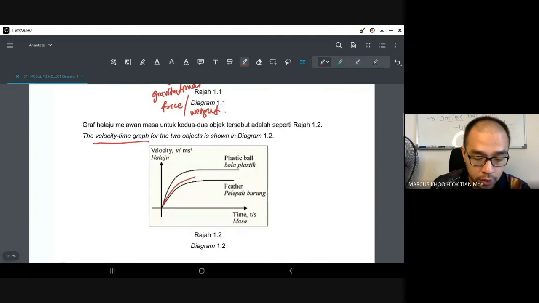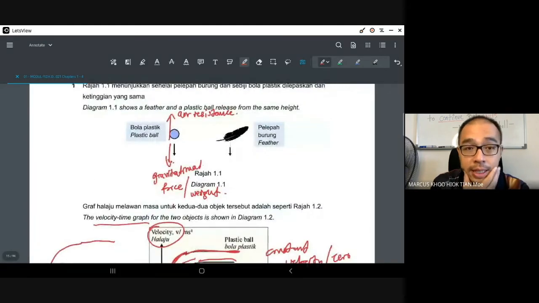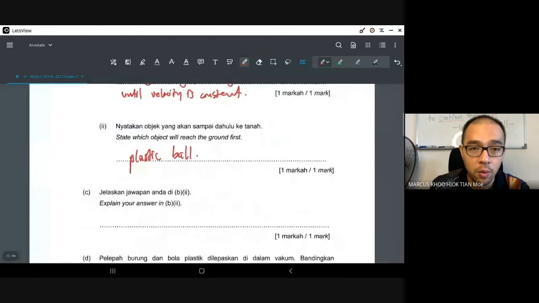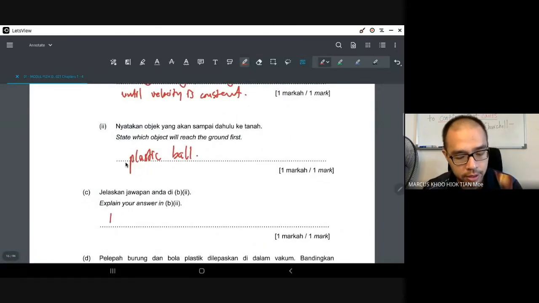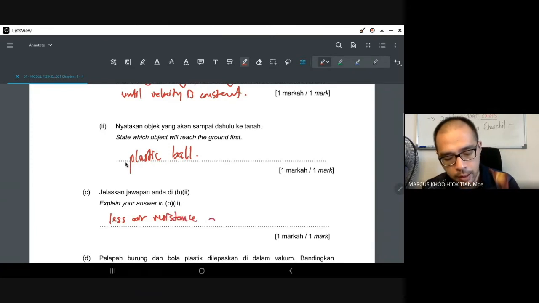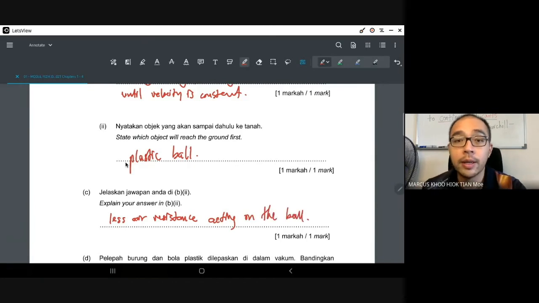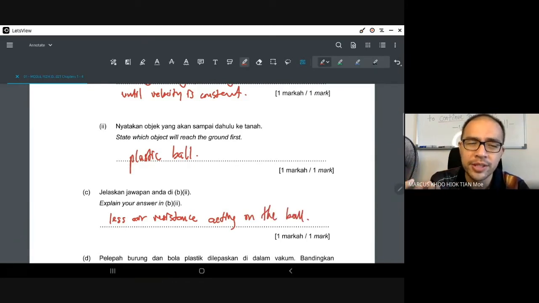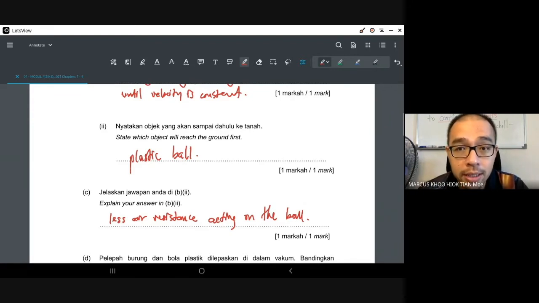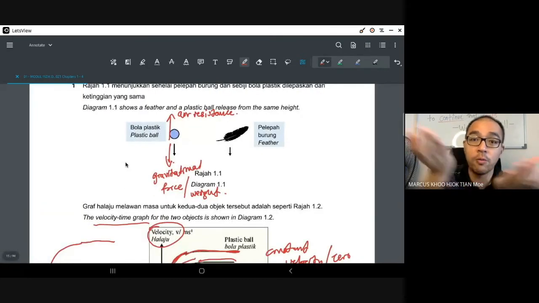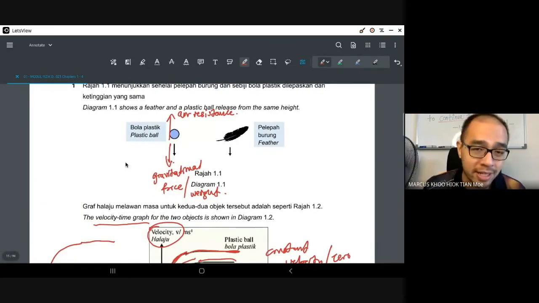Why will the plastic ball reach first? Because there's less air resistance acting on the ball. The ball is so tiny, not to say tiny, but there's a smaller area for it to travel, so it will definitely not experience so much air resistance as compared to the feather. The feather is so big, so more air resistance over there.